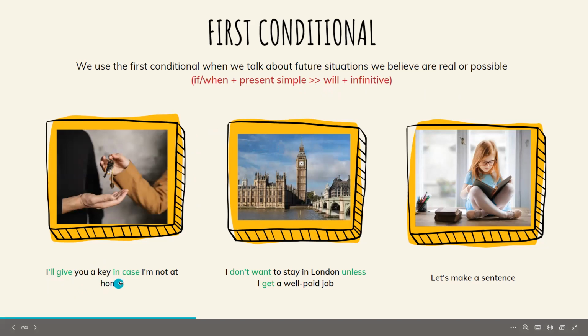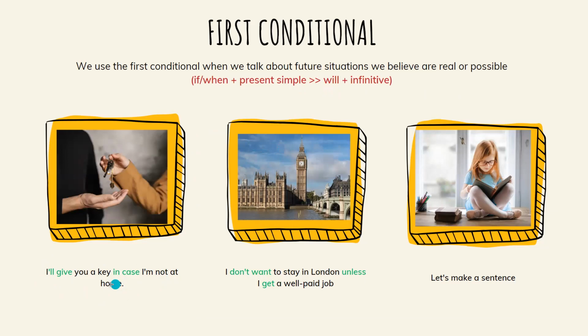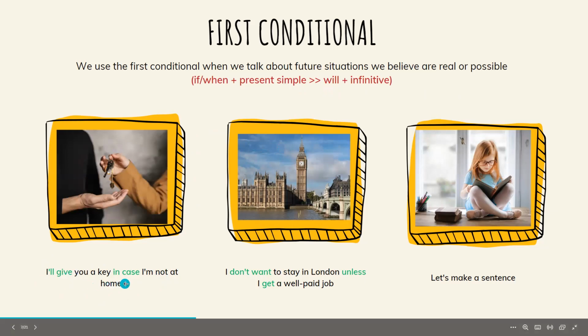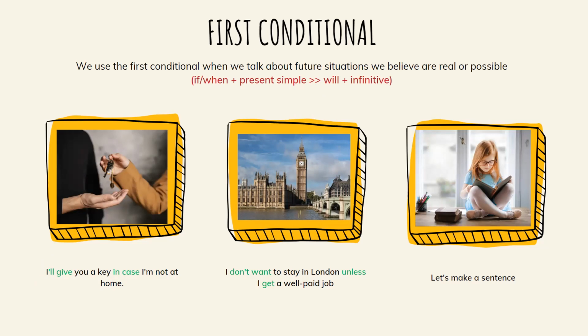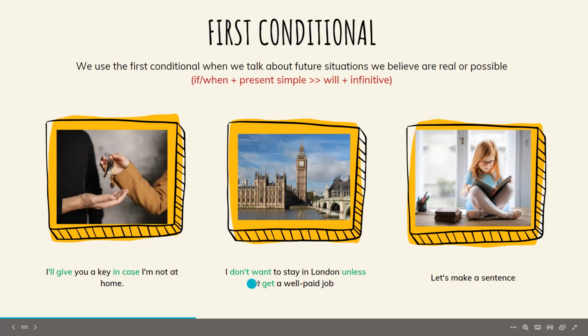I'll give you a key in case I'm not at home. You see, which tenses we are using in the condition clause and which tenses we are using in the result clause. Try to pay attention to this. I will give you a key in case I'm not at home. Just stop the video, think about it for a while and continue watching it. So I don't want to stay in London unless I get a well-paid job.